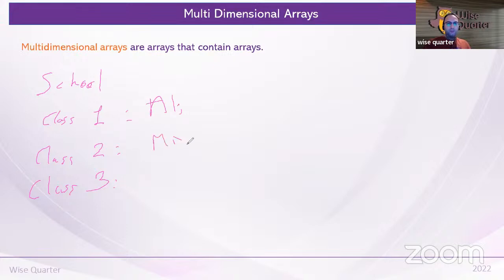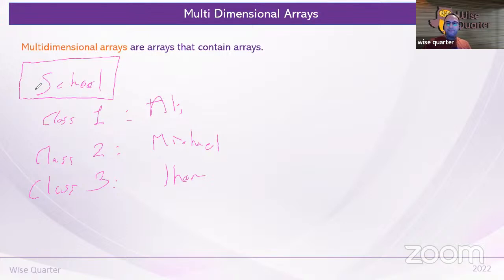Ali, Michael, John, and others. How can I store? I want to create a school data type. I want to store all the students in a school list. How can we do that?